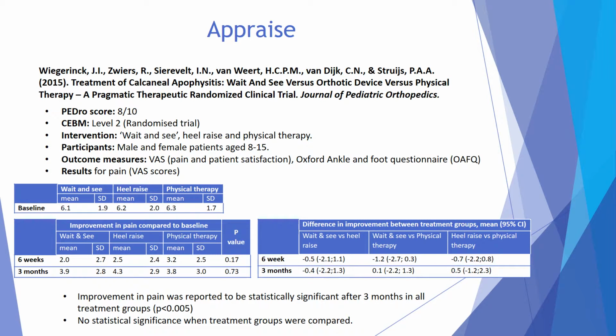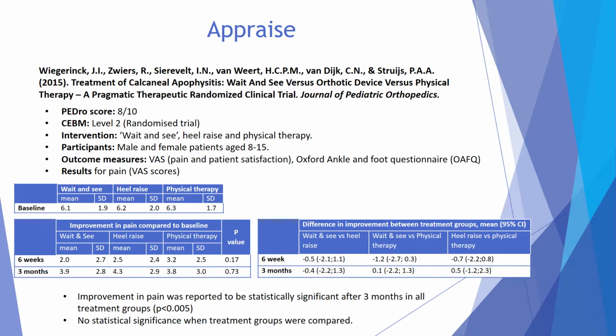The study by Wagner et al. is a level 2 randomized trial which scored 8 out of 10 on the PEDro scale. The study was conducted to compare wait-and-see approach, physical therapy, and heel raise for the treatment of Sever's disease. Outcome measures include pain, patient satisfaction, and Oxford ankle and foot questionnaire for both participants and their parents. The results for pain indicate there was statistically significant improvement across all groups as P was less than 0.05. There was no statistically significant difference between the groups after 3 months as P was greater than 0.05.